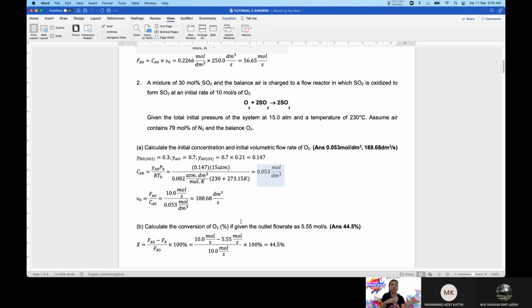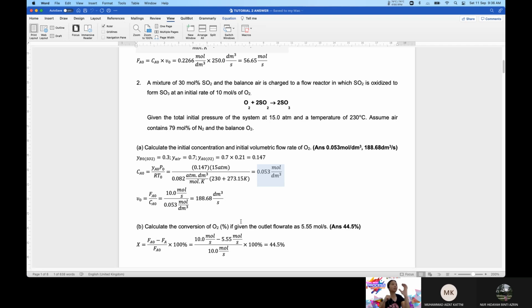So, you know conversion. The concept is simple. Conversion is how much has reacted, relative to how much oxygen is fed into the system. So the top part, to know how much has reacted, of course equals how much I feed minus how much is left after the reaction. How much I feed minus how much is left equals how much has reacted.